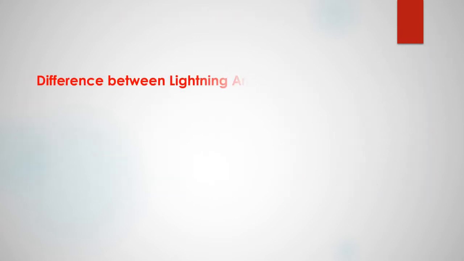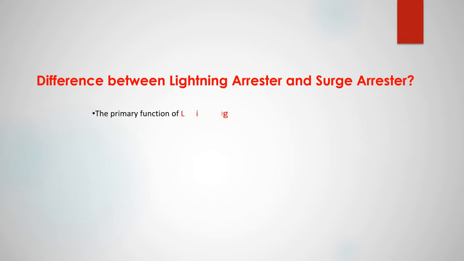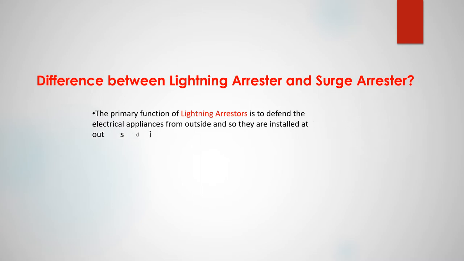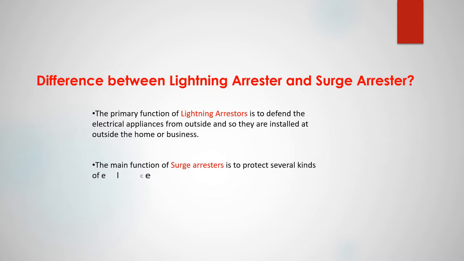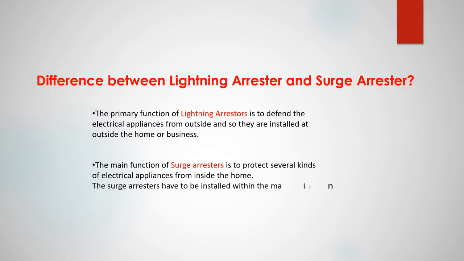Difference between lightning arrestor and surge arrestor. The primary function of lightning arrestors is to defend the electrical appliances from outside, and so they are installed outside the home or business. The main function of surge arrestors is to protect several kinds of electrical appliances from inside the home. The surge arrestors have to be installed within the main panel board inside the home.